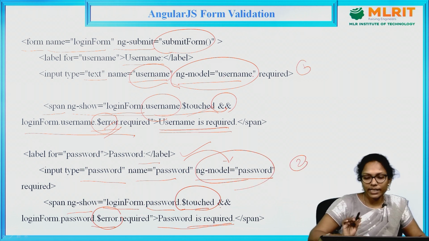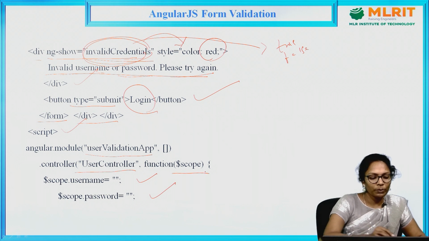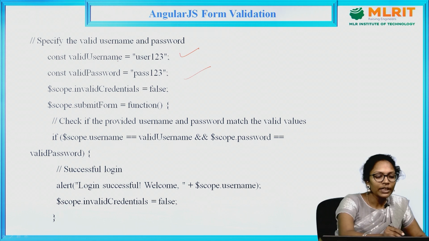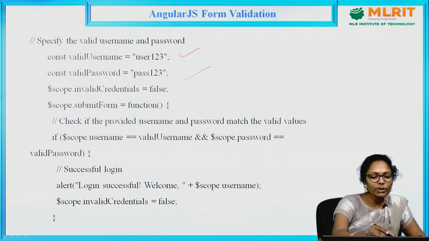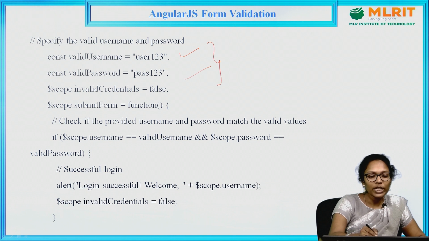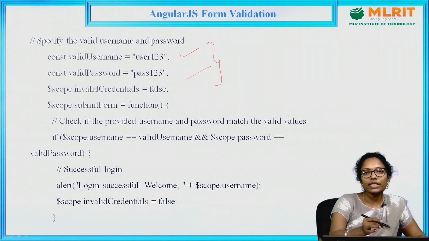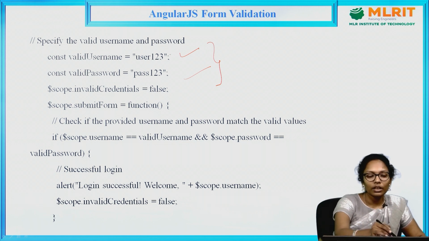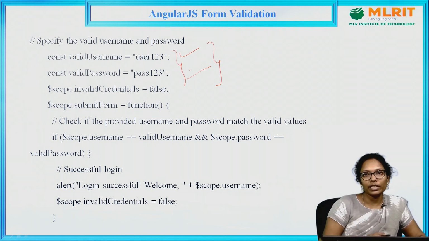How I can access these two values in the module? Using $scope. So $scope.username initially it is empty, $scope.password initially it is empty. Now I am taking two more values here, valid username, valid password. So valid username is user123, valid password is pass123. That means whatever the user is entering, those values will be checked with these two values. If the user enters these two values, yes, they are valid. Otherwise, if the user enters any of the values which is not matching with this, then I should get a warning message. I mean like false message.